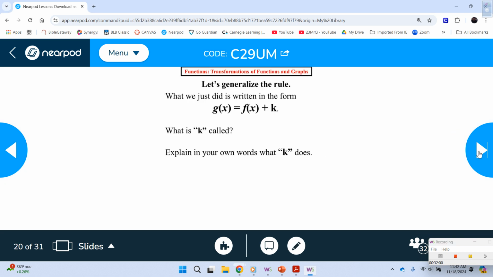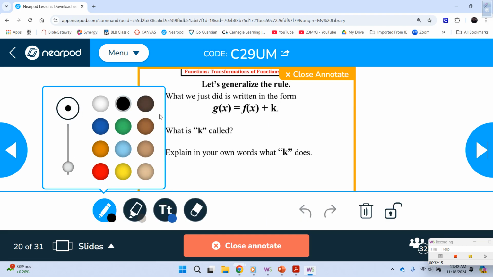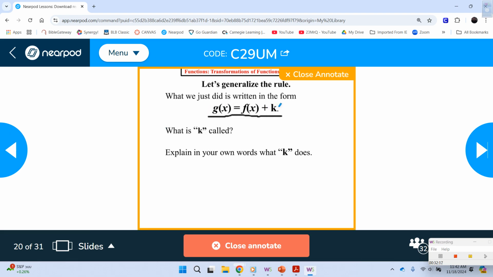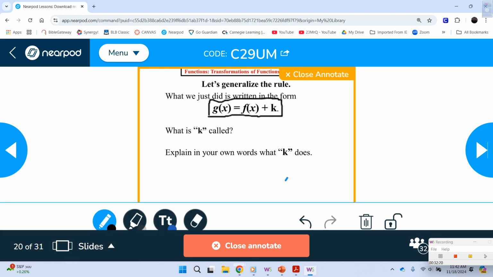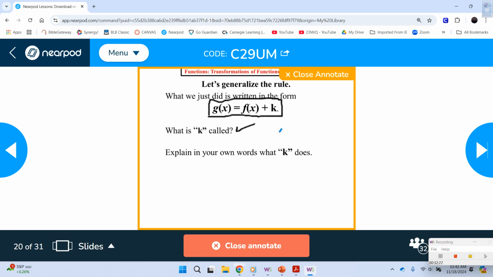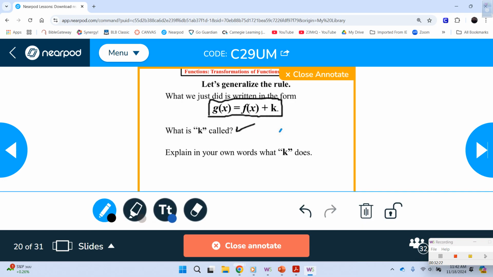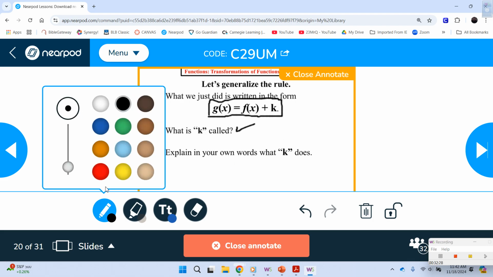Oh, on your notes, your actual Cornell notes, write this down. Right now we just finished with g of x equals f of x plus k. So write this form down. I want you to write g of x equals f of x plus k. Remind your neighbor what we call k. What is another name for k?